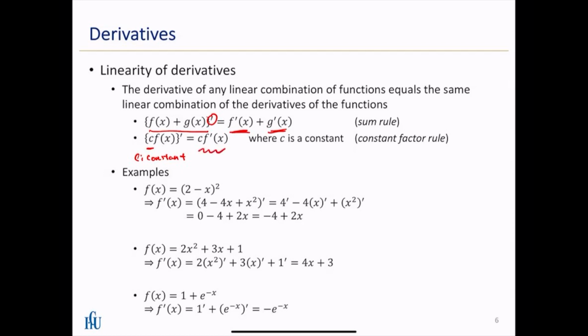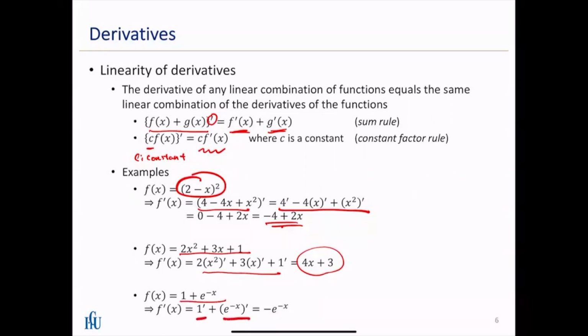For example, if you have 2 minus x squared, you can expand it in this way and take the derivative of each term, and you will get the result. Similarly, if you have 2 f squared, 3x, and 1, take the derivative of each term and you will get the result. That's straightforward. And this one involves Euler's number. Take the derivative of each term: the constant becomes 0, and e to the minus x becomes minus e to the minus x.